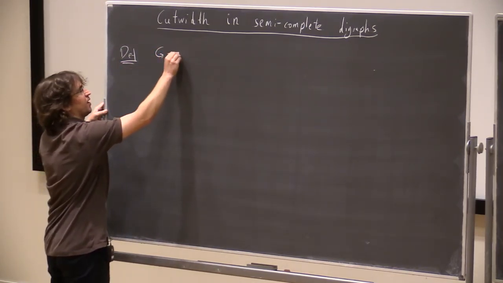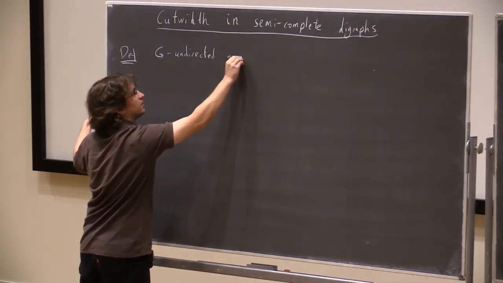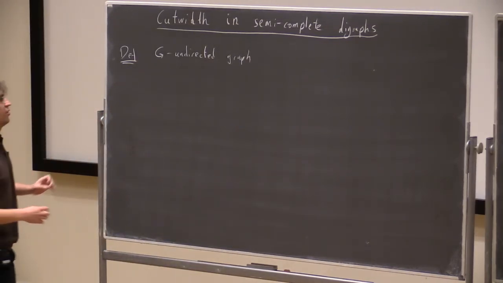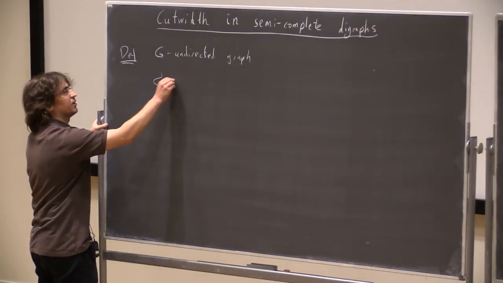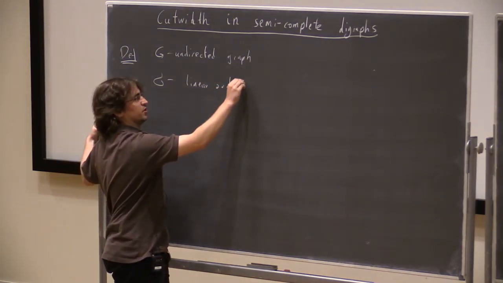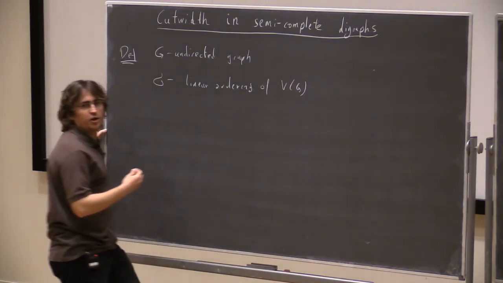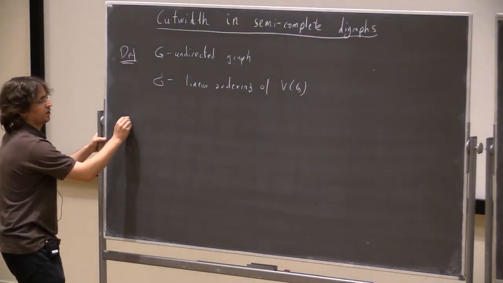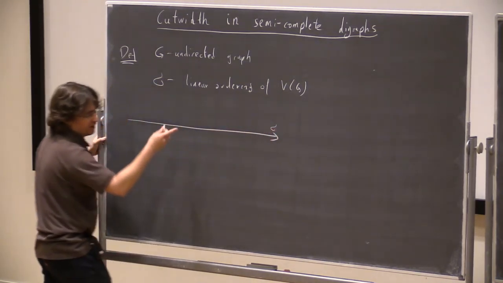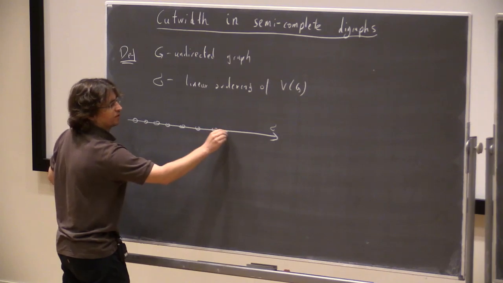So suppose that G is an undirected graph. So now I need to think what will be the decomposition of this graph, and the decomposition will be just a linear ordering sigma of the vertices of G. I will call it also the vertex ordering. So suppose it looks like this. Yeah? Here is this ordering sigma. I will draw such pictures a lot today. Yes? Here are the vertices.